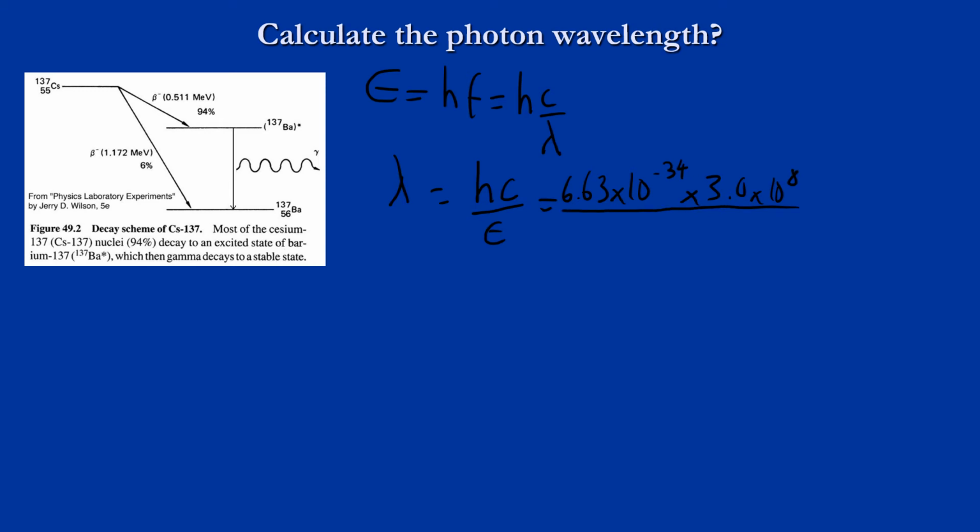So 1.172 minus 0.151511, and it's in mega electron volts. So we can convert that into joules by multiplying it by 1.6 times 10 to the minus 13, because it's mega electron volts. This will give us the wavelength value. So all you need to do is put that into your calculator and you'll find the wavelength. So I'll do the calculation now.